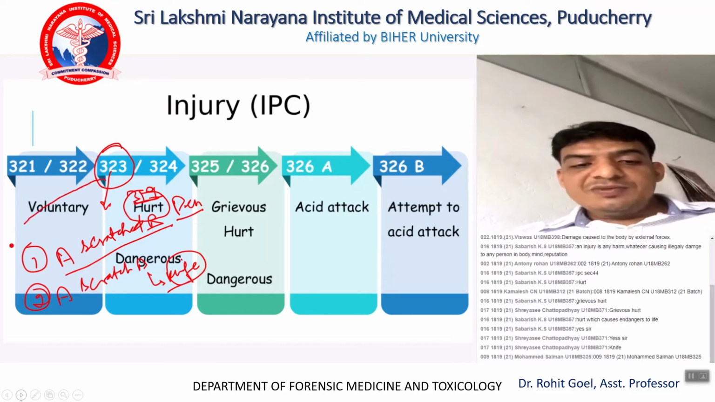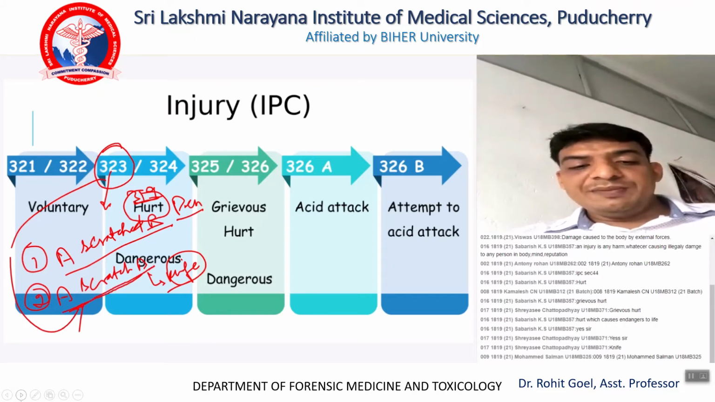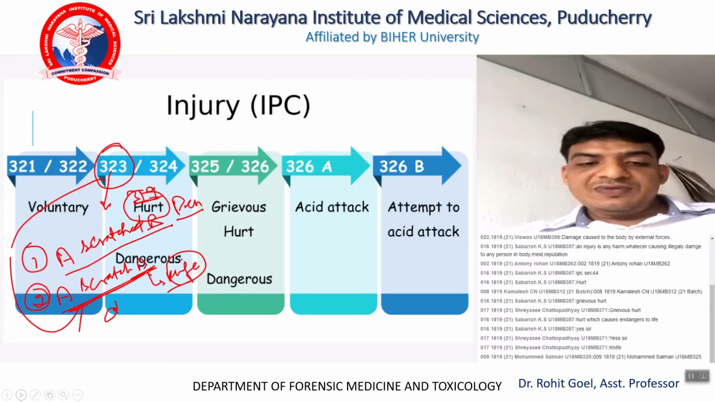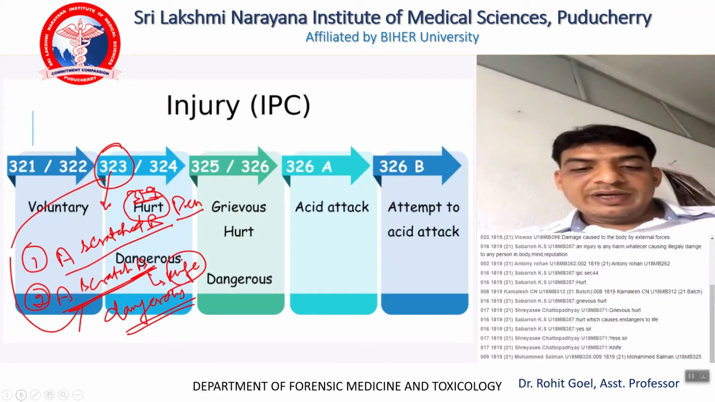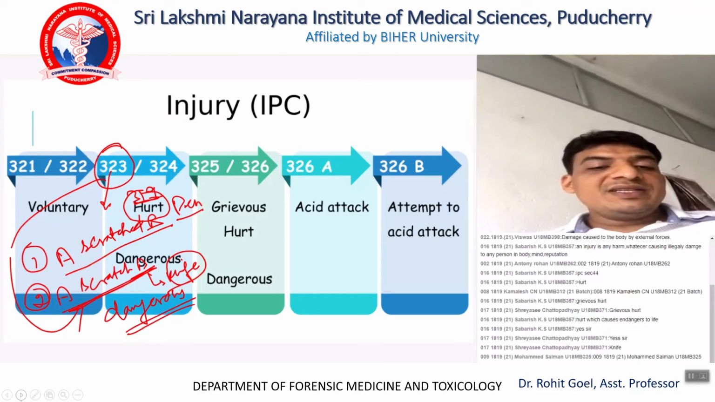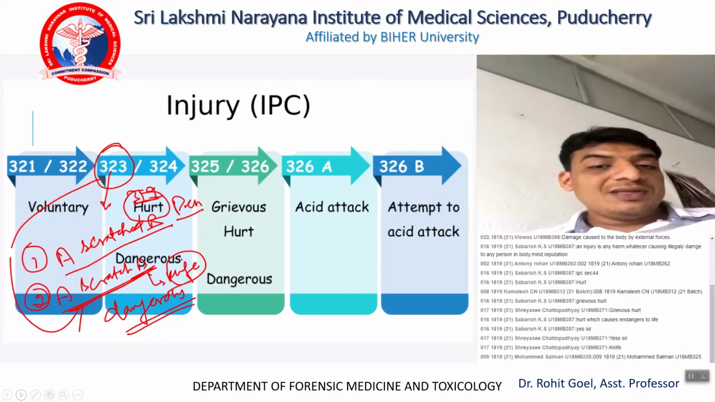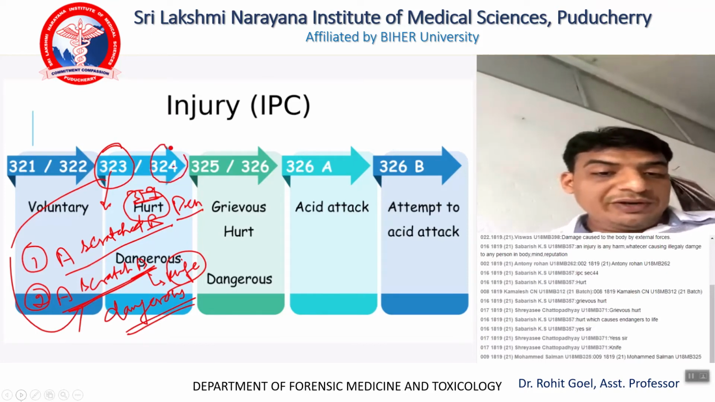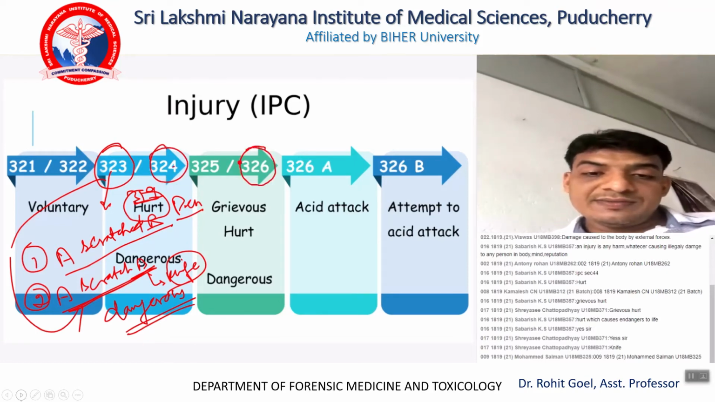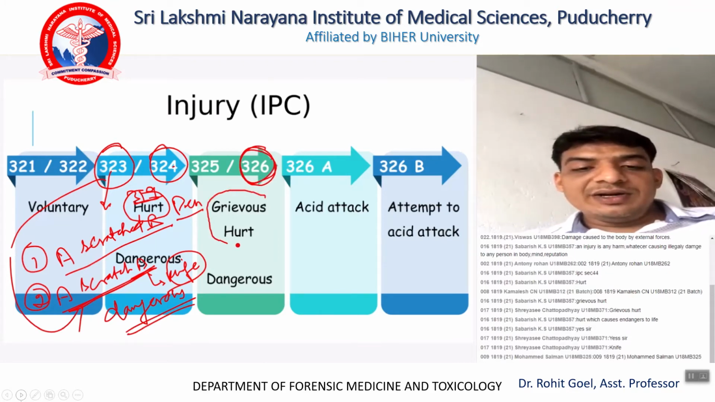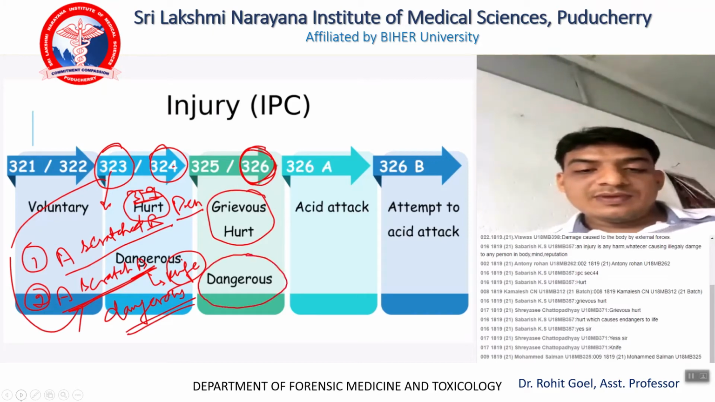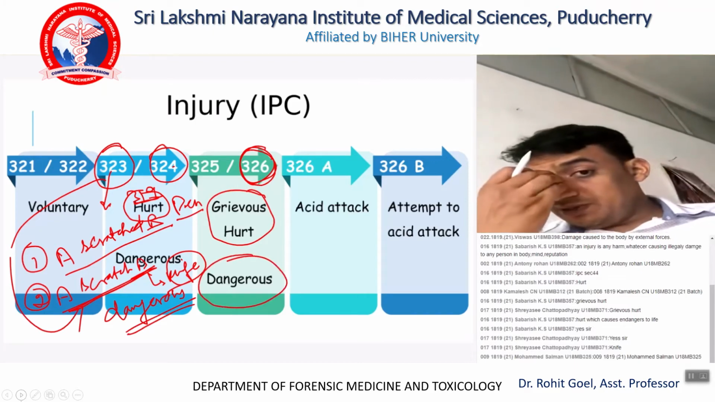Whereas the punishment for the other scenario, where A has caused the same hurt to B using a dangerous weapon. So what are dangerous weapons? That they have also defined in section 324 and 326. A similar situation will apply in grievous hurt, where dangerous weapons and dangerous means have been used.